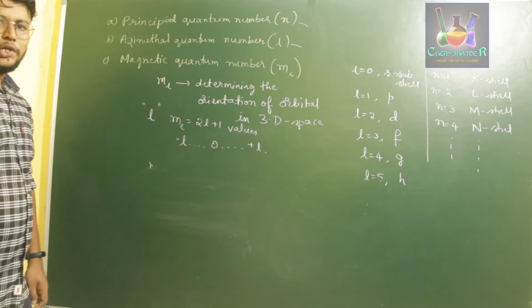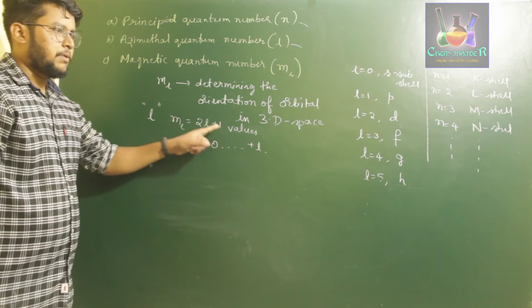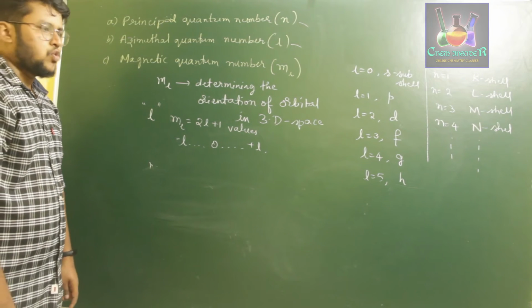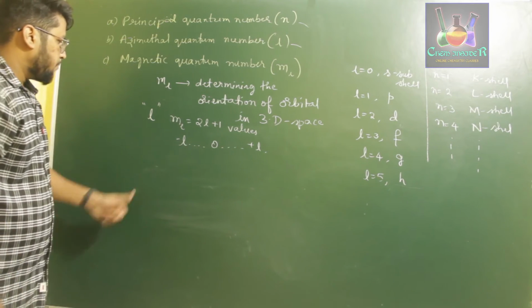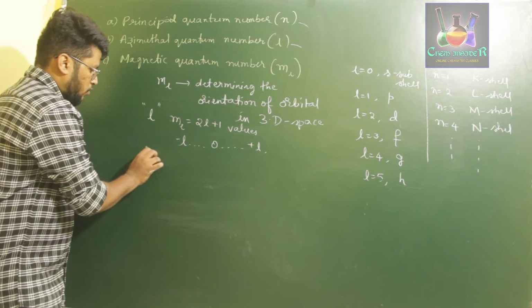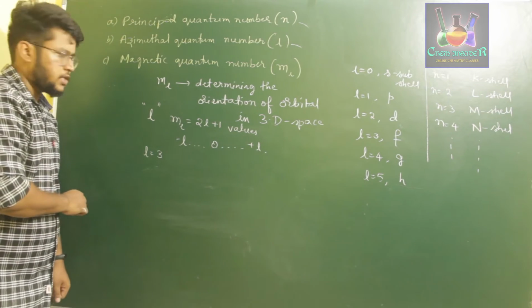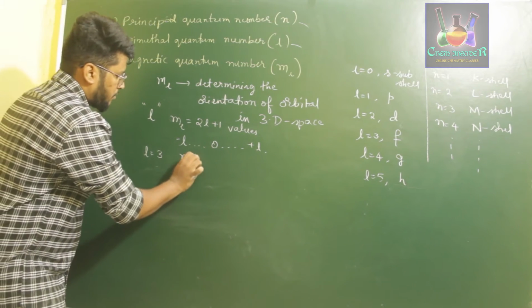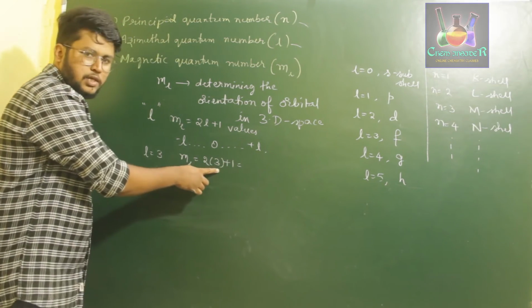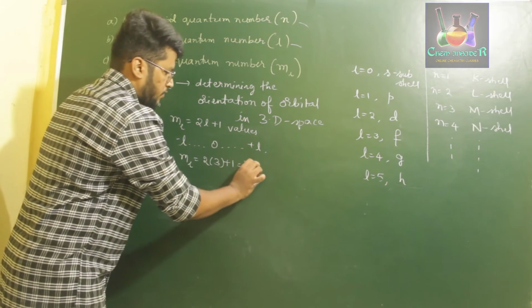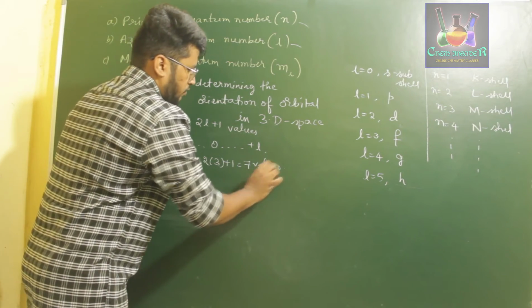For every L value, ML can have 2L plus 1 number of values, and those values will be minus L to plus L. For example, let us consider L is equal to 3. If you consider L is equal to 3, ML will be equal to 2 into 3 plus 1. That is 2 3 is 6, 6 plus 1, so 7 values. It can have 7 values.